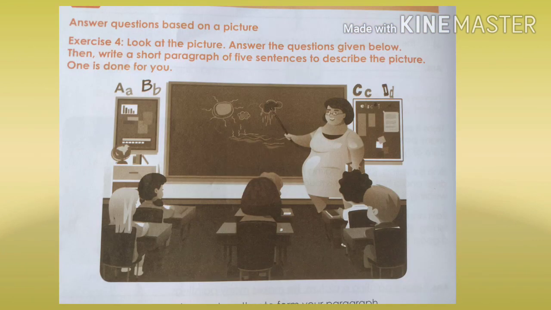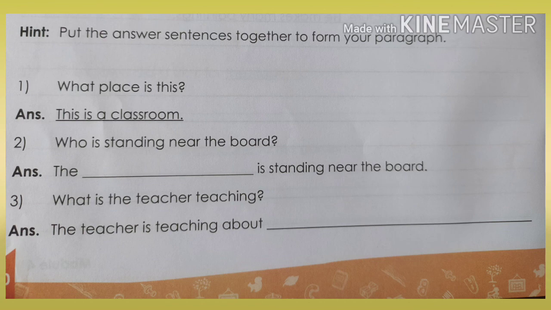Next exercise, answer questions based on a picture. Exercise 4. Look at the picture. Answer the questions given below. Then write a short paragraph of 5 sentences to describe the picture. So the first hint is given there. Put the answer sentences together to form your paragraph.